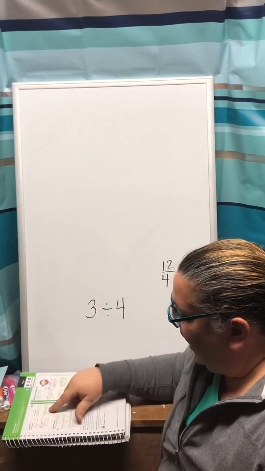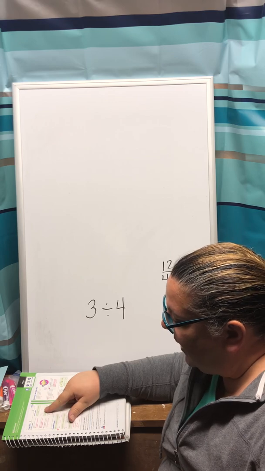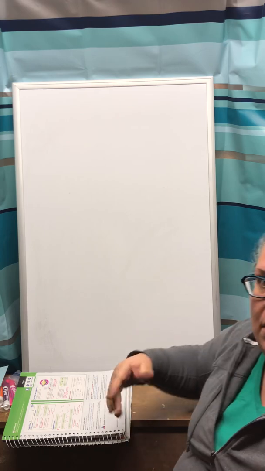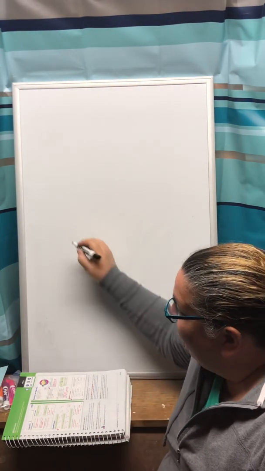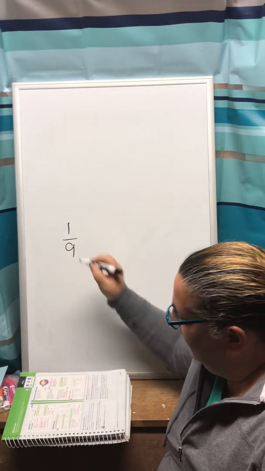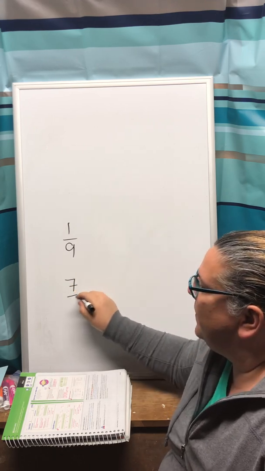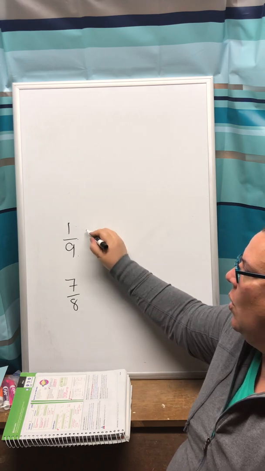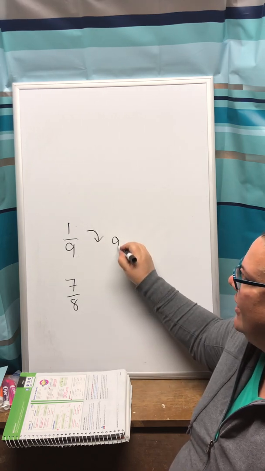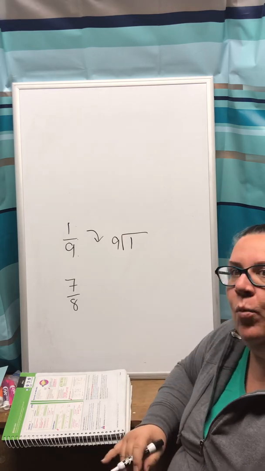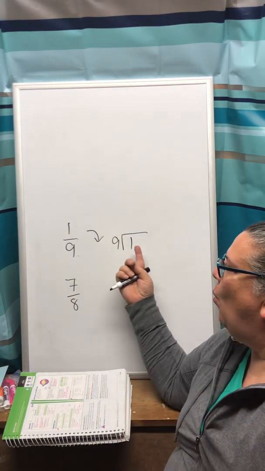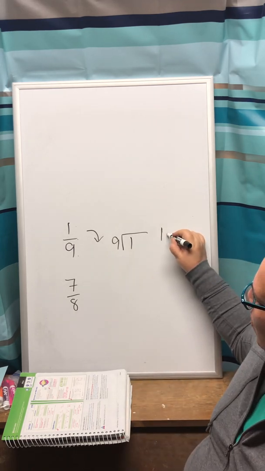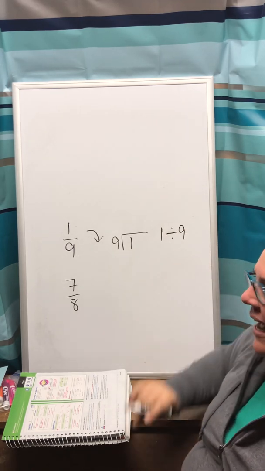For number 4 and 5, they want us to write a division expression for each fraction. So those are exactly what we just did in number 1. So if I have 1/9, and my second one was 7/8, remember 1 divided by 9, or knock it over on its side and it looks like that. And when I say it again, I'm saying 1 divided by 9. So if I write it in this alternate way, 1 divided by 9.